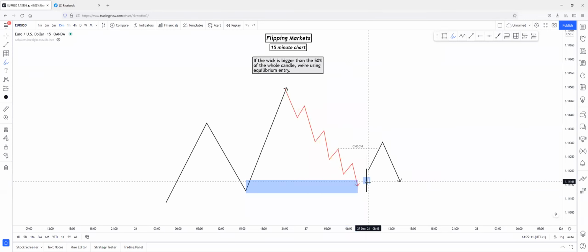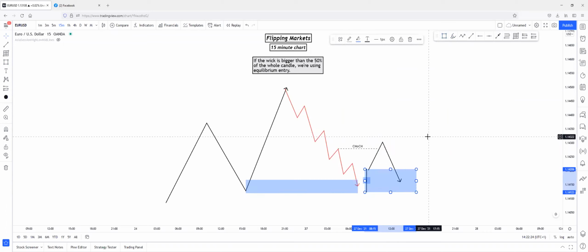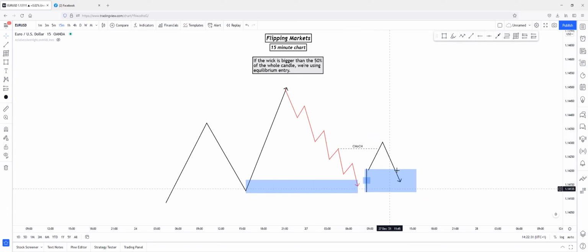And after the mitigation, it changed character to the upside here and broke through this supply zone and broke through this supply zone. So we have a valid change of character with an inefficient push. The inefficient push happened from this candle right here. And if you take a closer look, you will see that the wick of this candle is bigger than the 50% of the whole candle. So there is more wick than body.